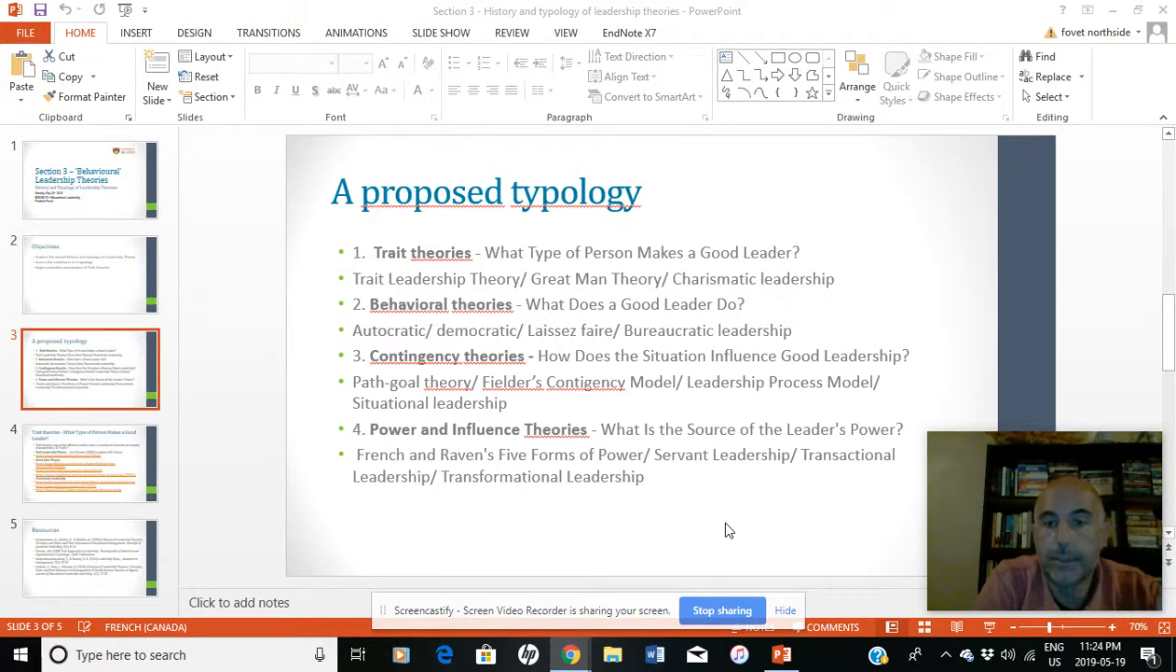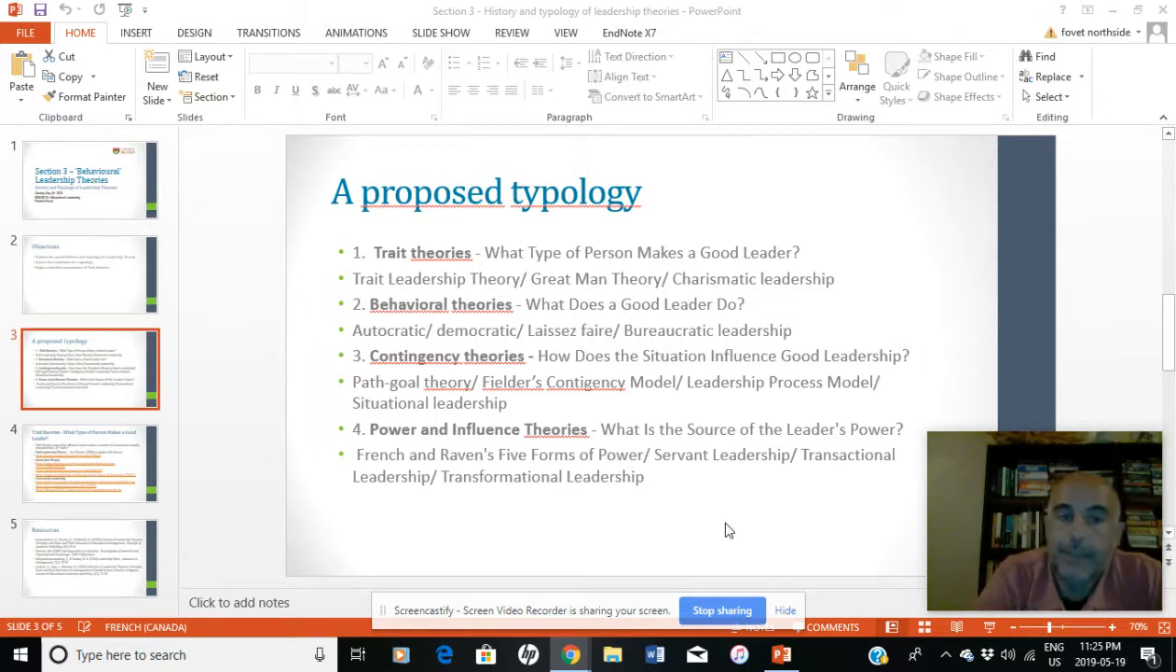But what is the common element of these? I've given to you in a sentence, a question: what type of person makes a good leader? And when theorists have focused on that question, then normally we're able to classify them within this trait theory.